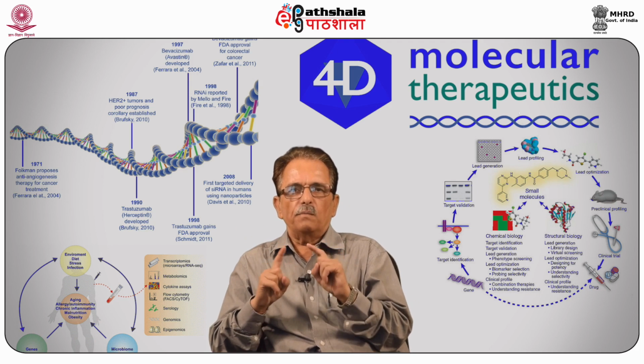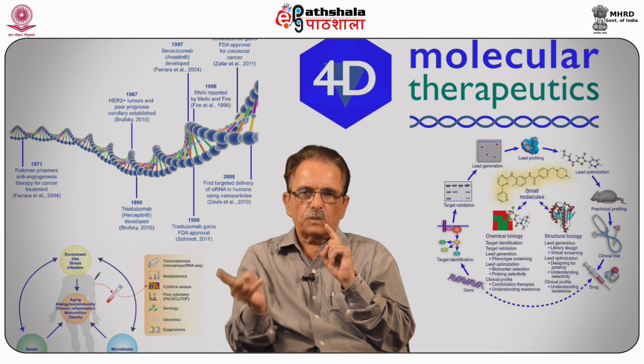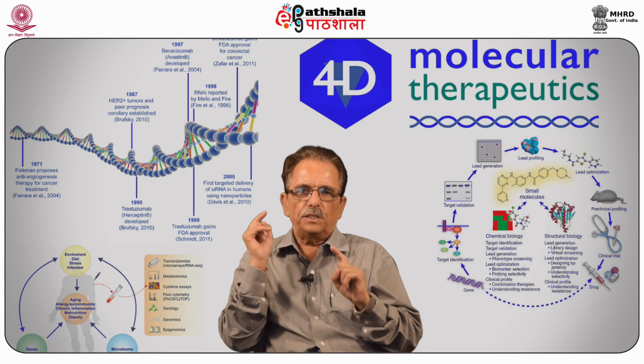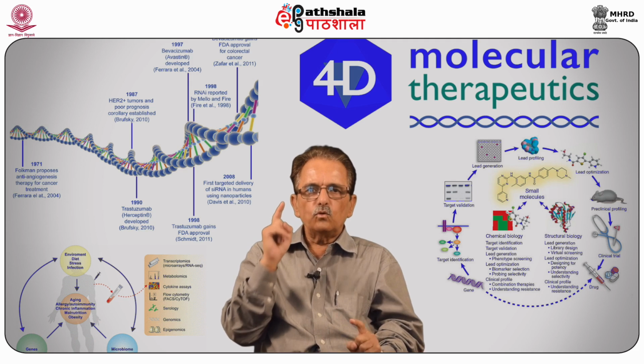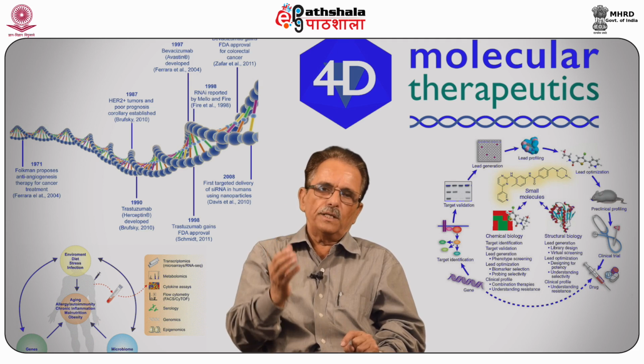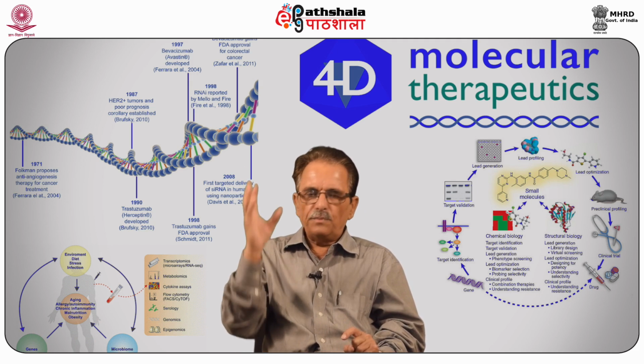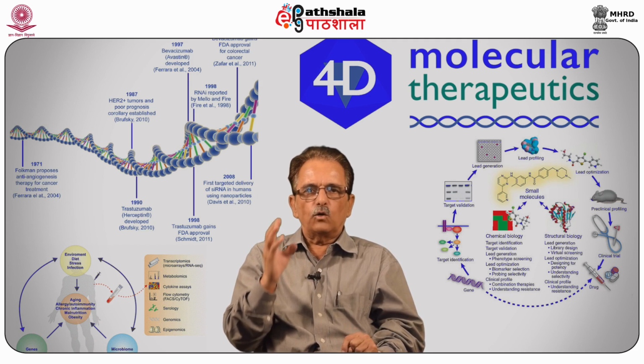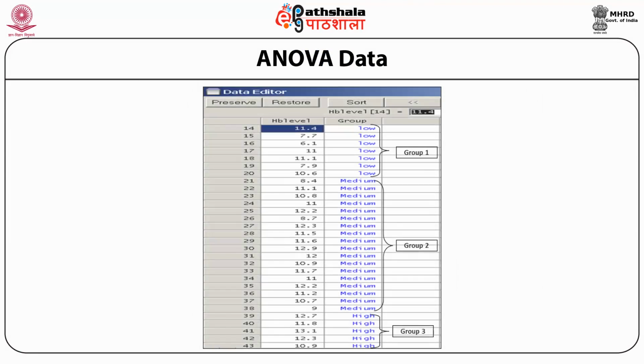Try some transformation and see whether this assumption is met or not. The groups should have equal variance. These are the various assumptions which we check when we apply the ANOVA test. This is the setup of data, how it is entered for ANOVA in any software.